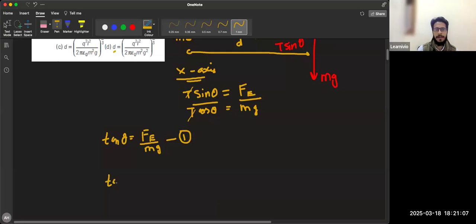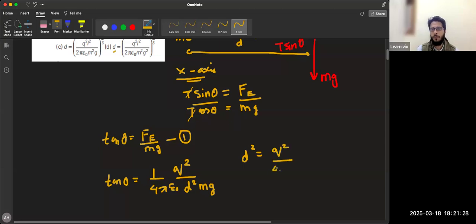So we can write that tan theta is Fe by mg. If I apply Coulomb's law, that is 1 over 4 pi epsilon naught, Q into Q, which is Q square divided by d square, into 1 over mg. So from here, you can calculate d square, which is Q square by 4 pi epsilon naught mg into tan theta.